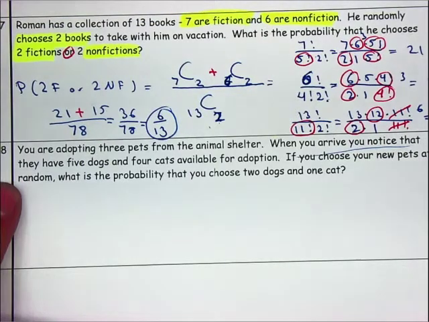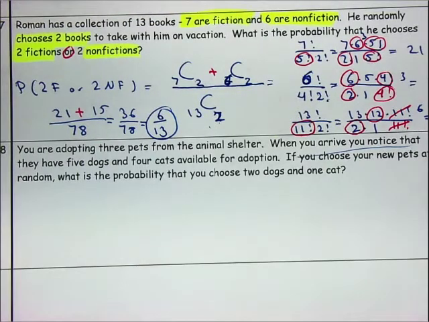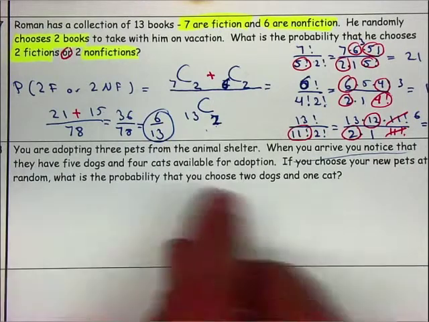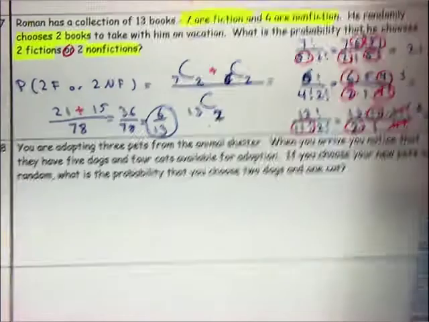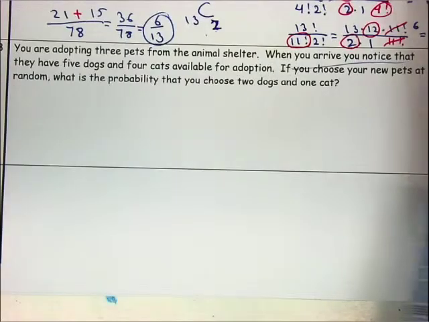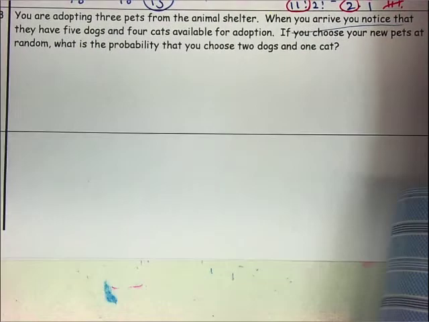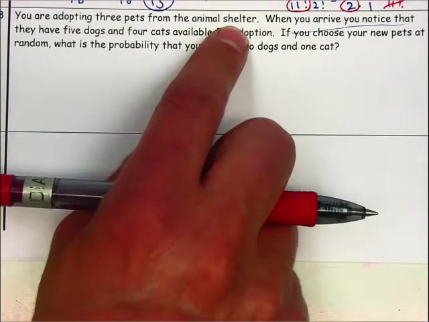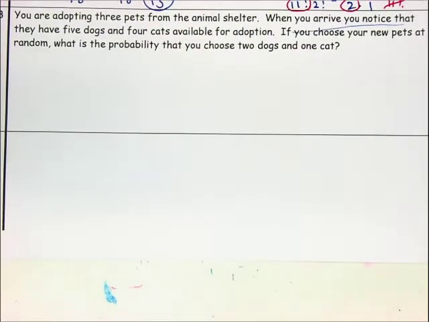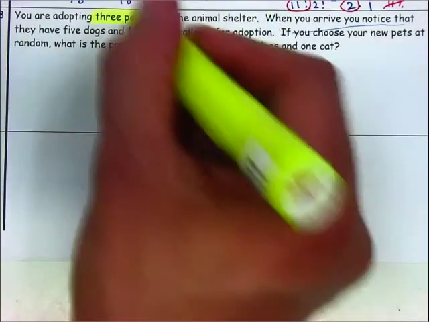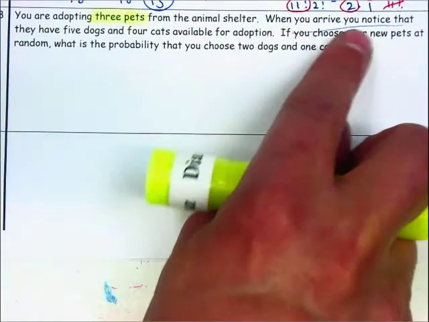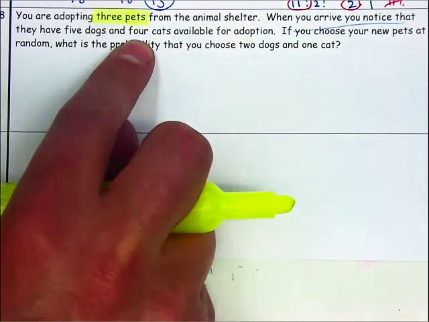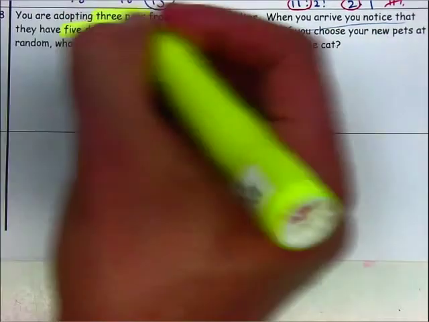Number 8. Problem number 8 is very, very similar. It says, you are adopting 3 pets from the animal shelter. So we are taking 3 pets with us. When you arrive, you notice that they have 5 dogs and 4 cats. So they have 5 dogs and 4 cats.